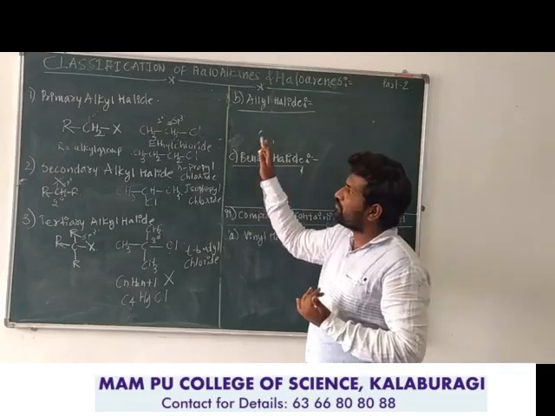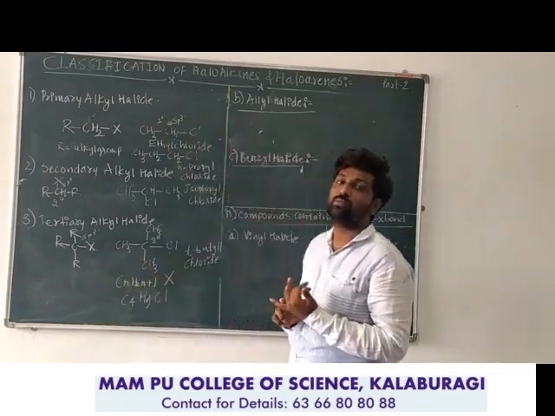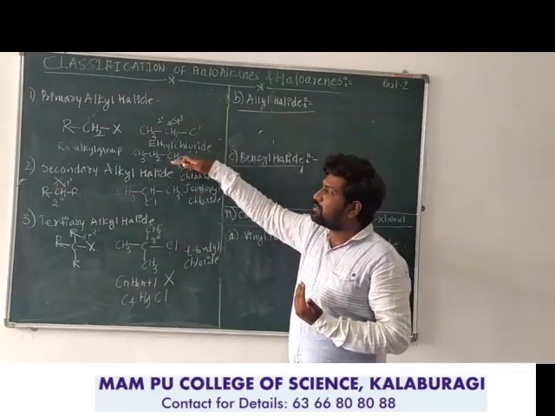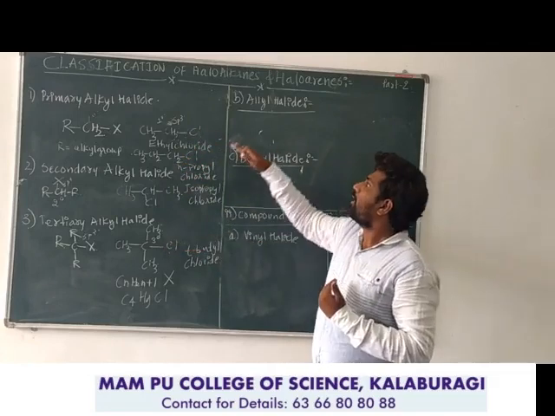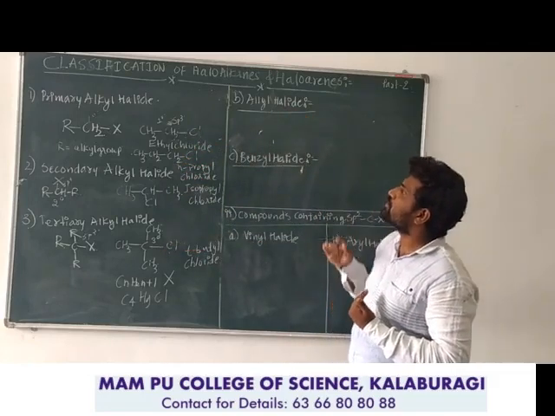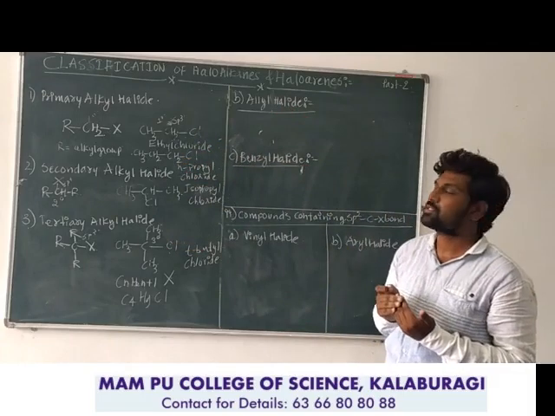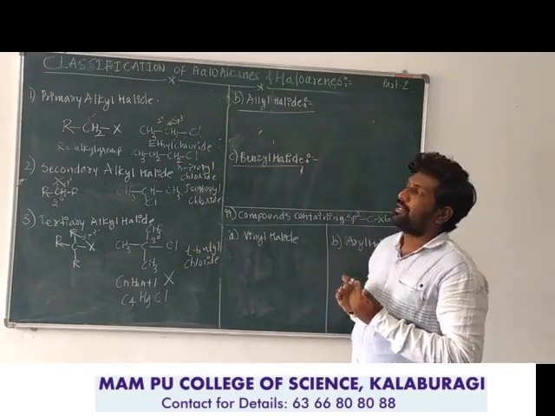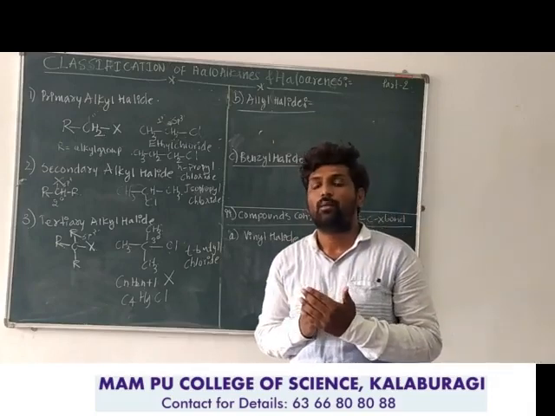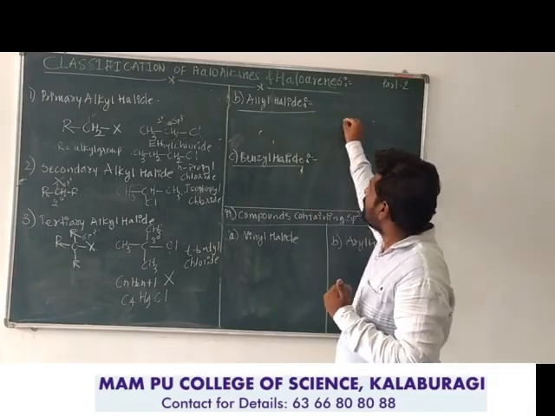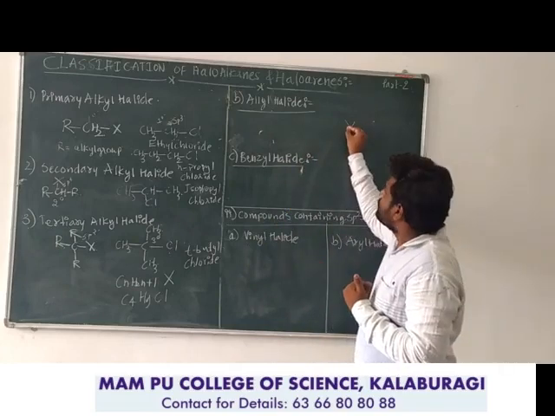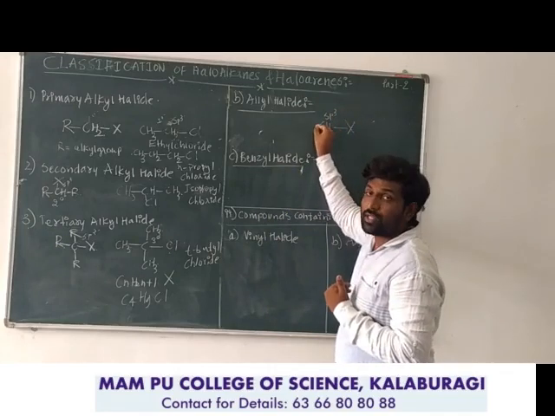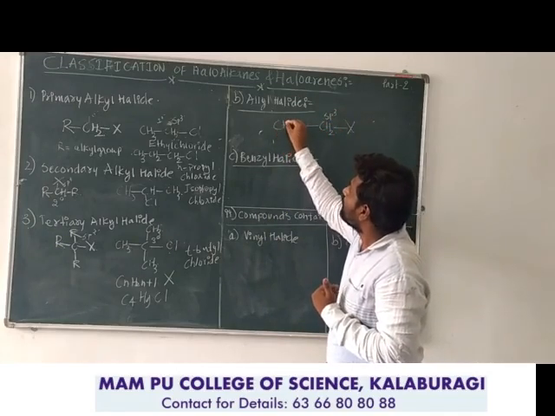Similarly, this first class is over, that is the sp3 C-X bond. The first classification was alkyl halide. Further classification into primary, secondary and tertiary alkyl halide is finished. The next two classifications of compounds containing the sp3 C-X bond are allyl halide and benzyl halide. Allyl halides are the type of compounds where the halogen is bonded to the sp3 hybridized carbon atom, which is next to the carbon-carbon double bond.